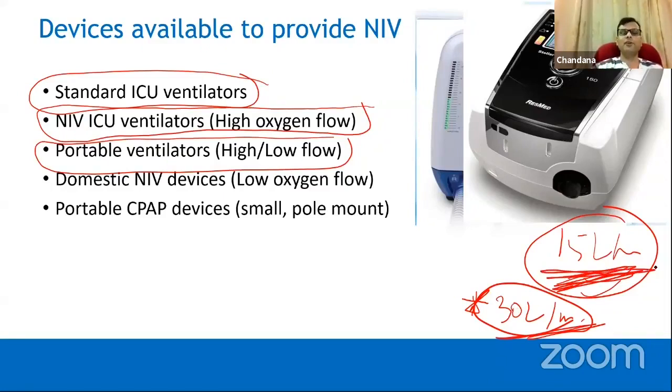I'll show you what happens when you give 15 liters. And those are actually domestic devices. These are not hospital grade devices, hospital grade for other purposes, but not to give oxygen.